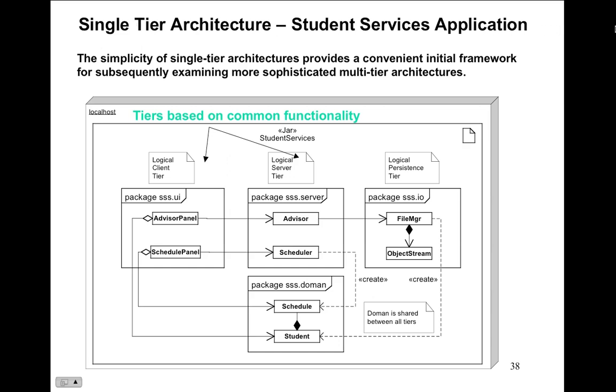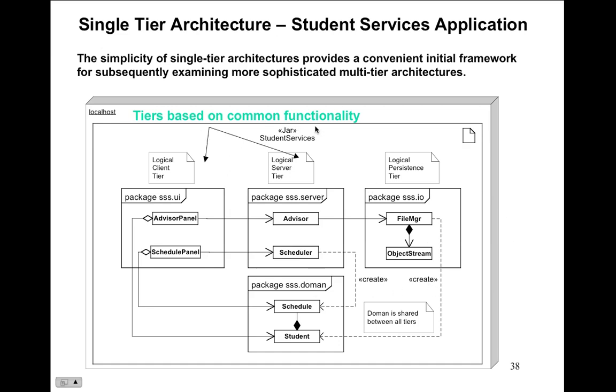So let's run through a couple of different examples to put this into perspective in terms of what we're looking at. Here's the single-tier architecture. It's a student services application. What we're looking at is the simplicity of it, providing a convenient initial framework for subsequently examining more sophisticated multi-tiers. We're going to break this out in the next couple of examples into multiple tiers. This is a single tier.